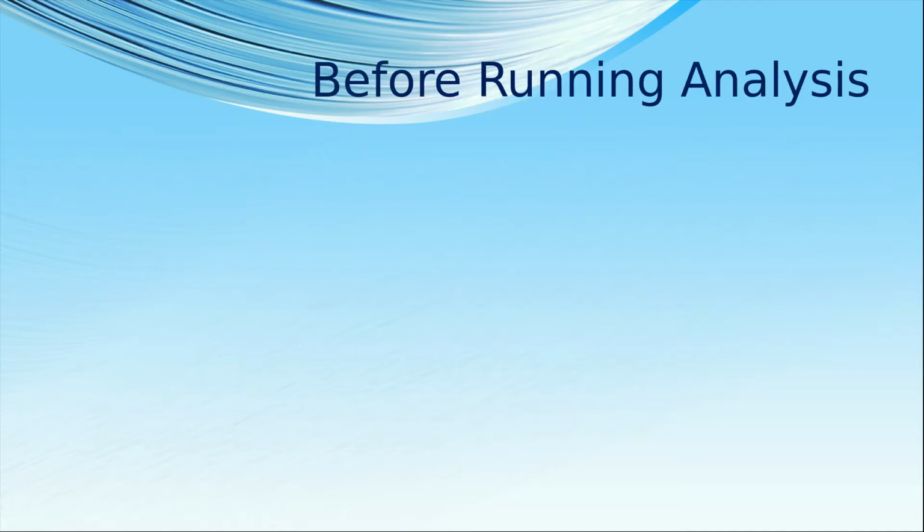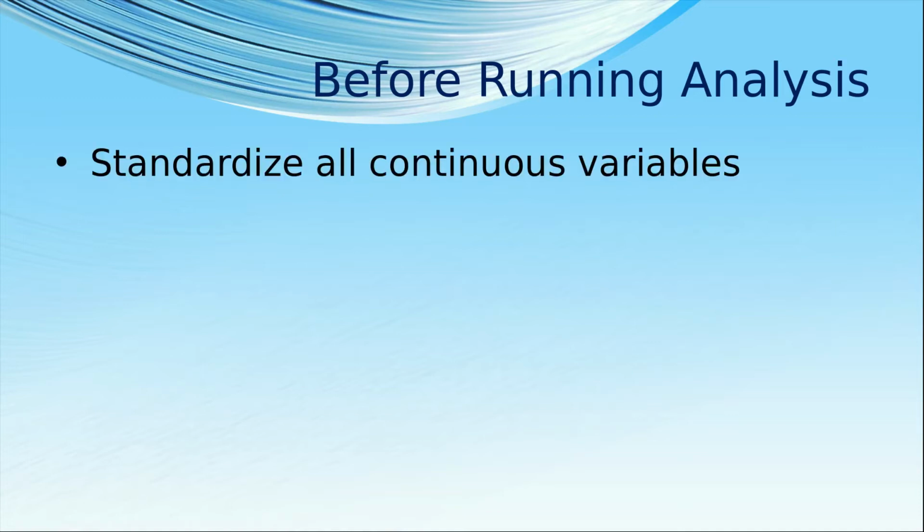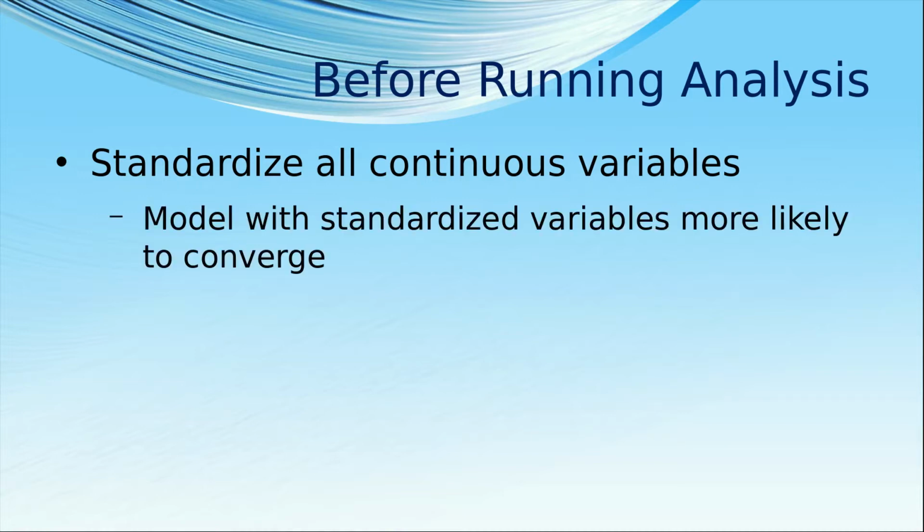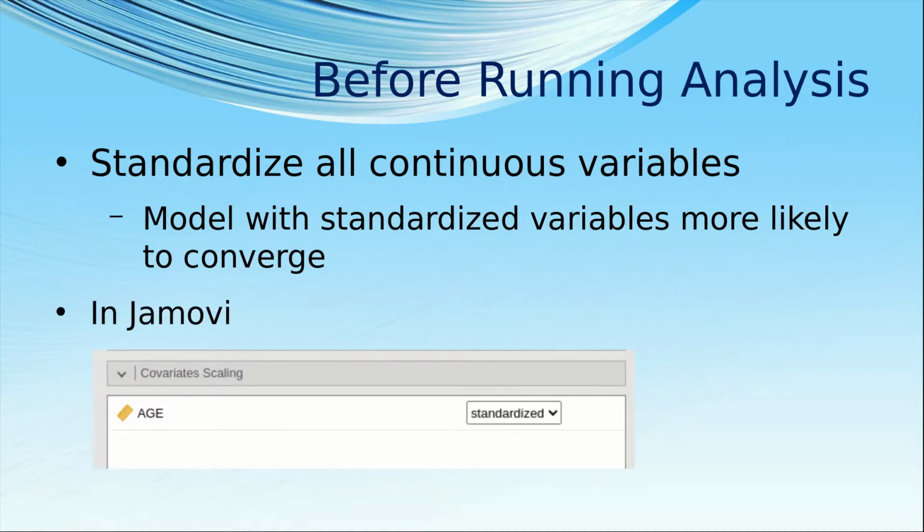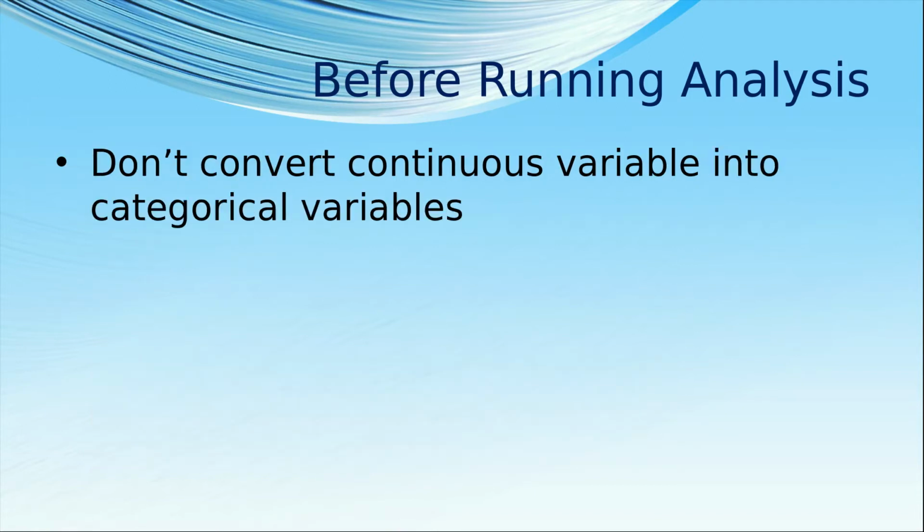A lot of these can be avoided before running any analysis. For example, if you have continuous variables, you need to standardize them. Models with standardized variables are more likely to converge than models that don't have them. And in Jamovi, it's just a matter of choosing standardized under covariate scaling.